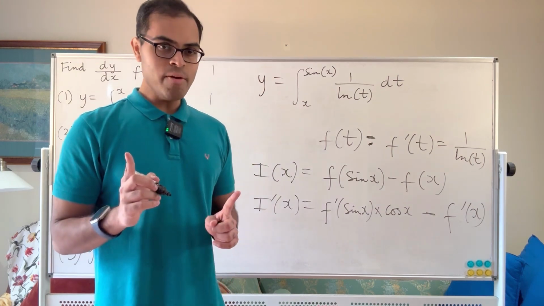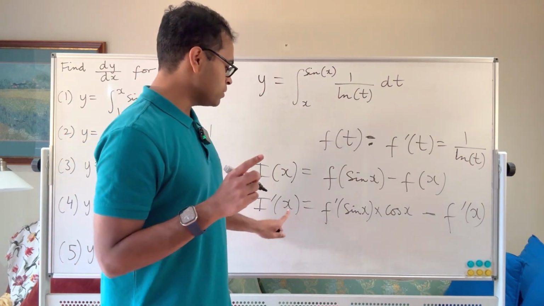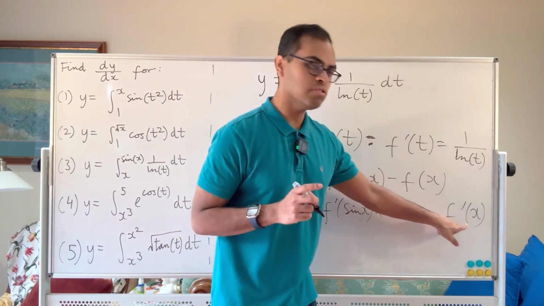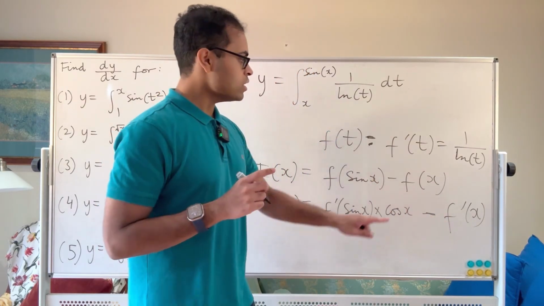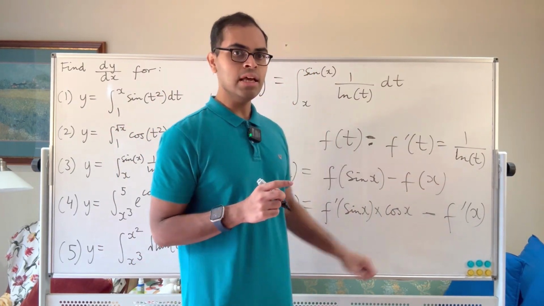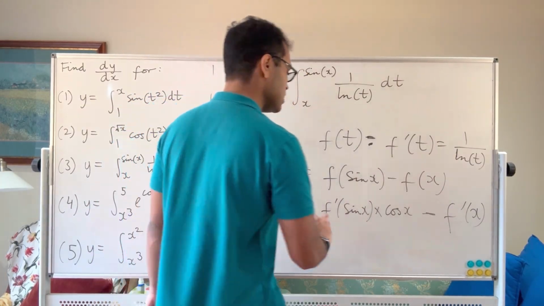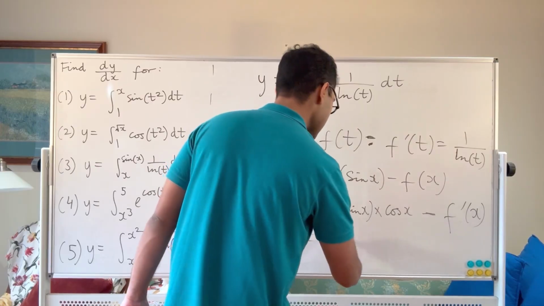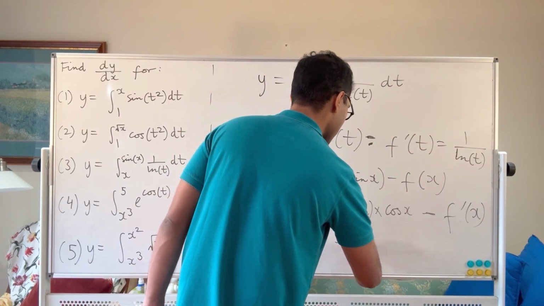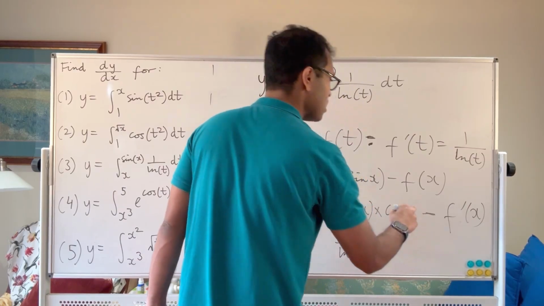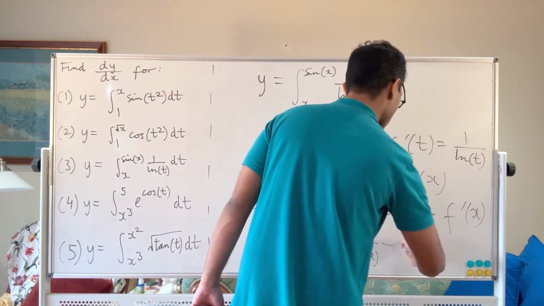Now we're almost there. Now we have to be careful again. We want to plug in sine x into our formula for the derivative and x into our formula for the derivative. So we know that f prime of t is 1 over log t, and so that means that f prime of sine x is just going to equal 1 over log of sine x. So we're going to get cosine x divided by log of sine x, and then we're going to subtract off f prime of x, which is 1 over log of x.